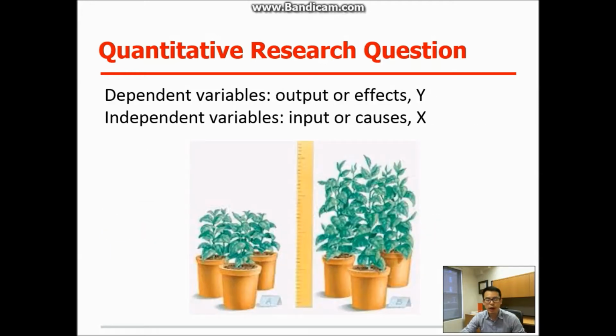So here are two very important concepts in quantitative research: dependent variables and independent variables. Dependent variables are those considered output or effect or Y of a research question. Independent variables, on the other hand, are input or causes or X. So if you look at this graphic, we have two groups of plants or trees, and with the input of sunshine or water, the trees grow. So the growth of tree will be the outcome. That will be Y and the dependent variables. And the independent variable will be the causes, either sunshine or water or fertilizer.